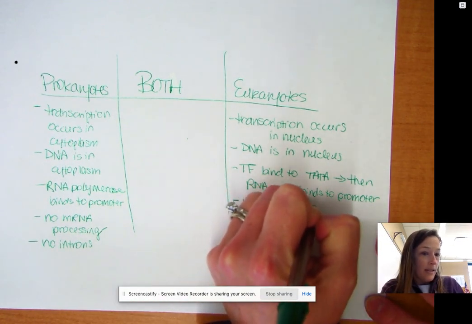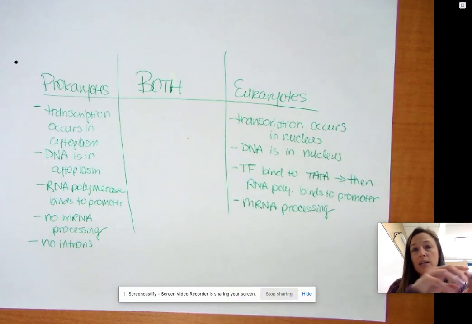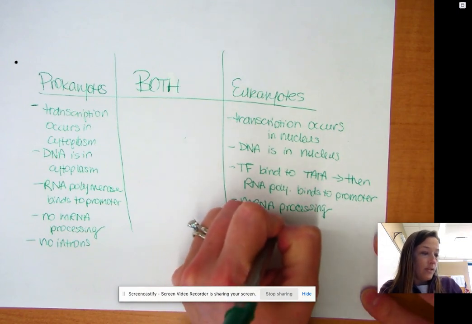And remember, that processing is adding that G 5' cap, the poly A tail on the 3' end, and taking out those introns. Removes introns.